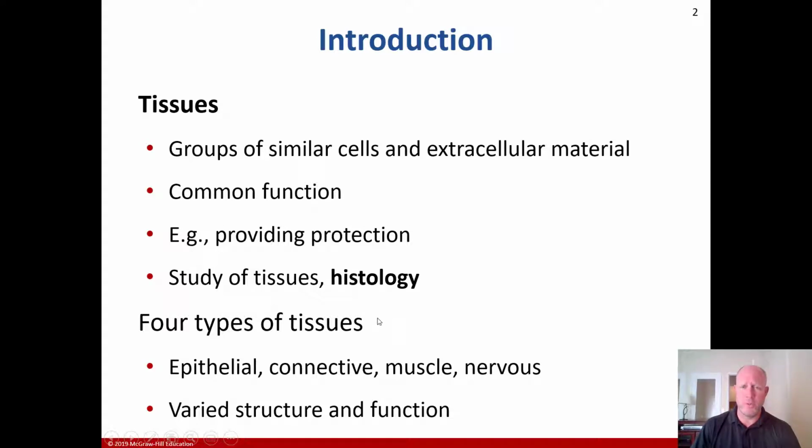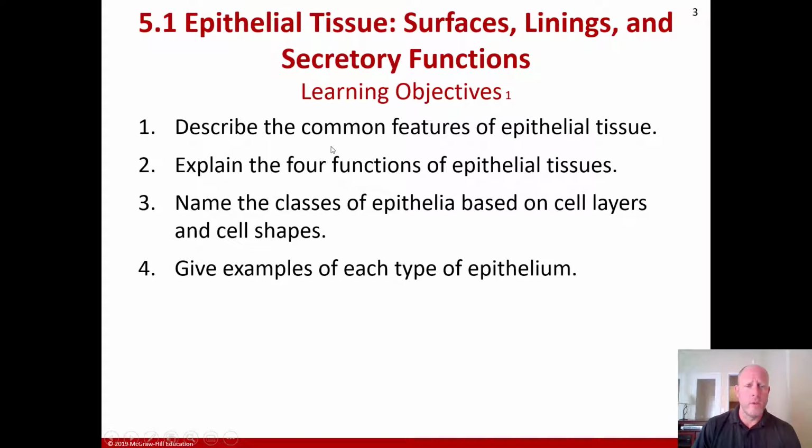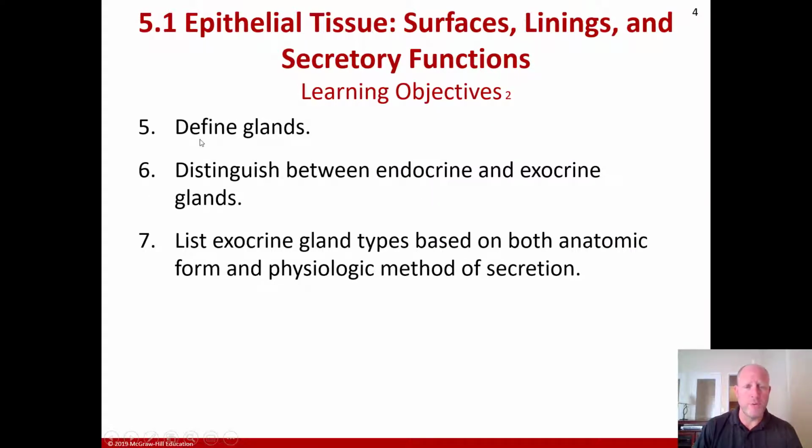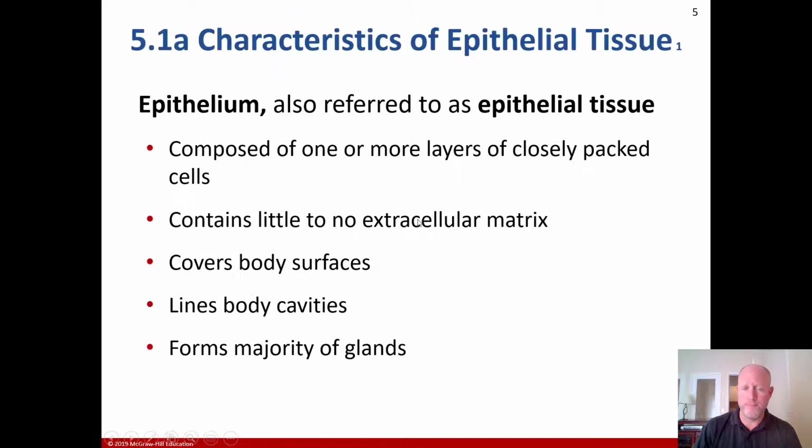There are 4 types of tissues that we're going to be talking about: epithelial, connective, muscle, and nervous. And they all have varied structure and function. So what you should be able to do after this section is to describe the common features of epithelial tissue, explain the 4 functions of epithelial tissues, name the classes of epithelia based on cell layers and cell shapes, and give examples of each type of epithelium. You should be able to define the glands, distinguish between endocrine and exocrine glands, and list exocrine gland types based on both anatomic form and physiologic method of secretion.